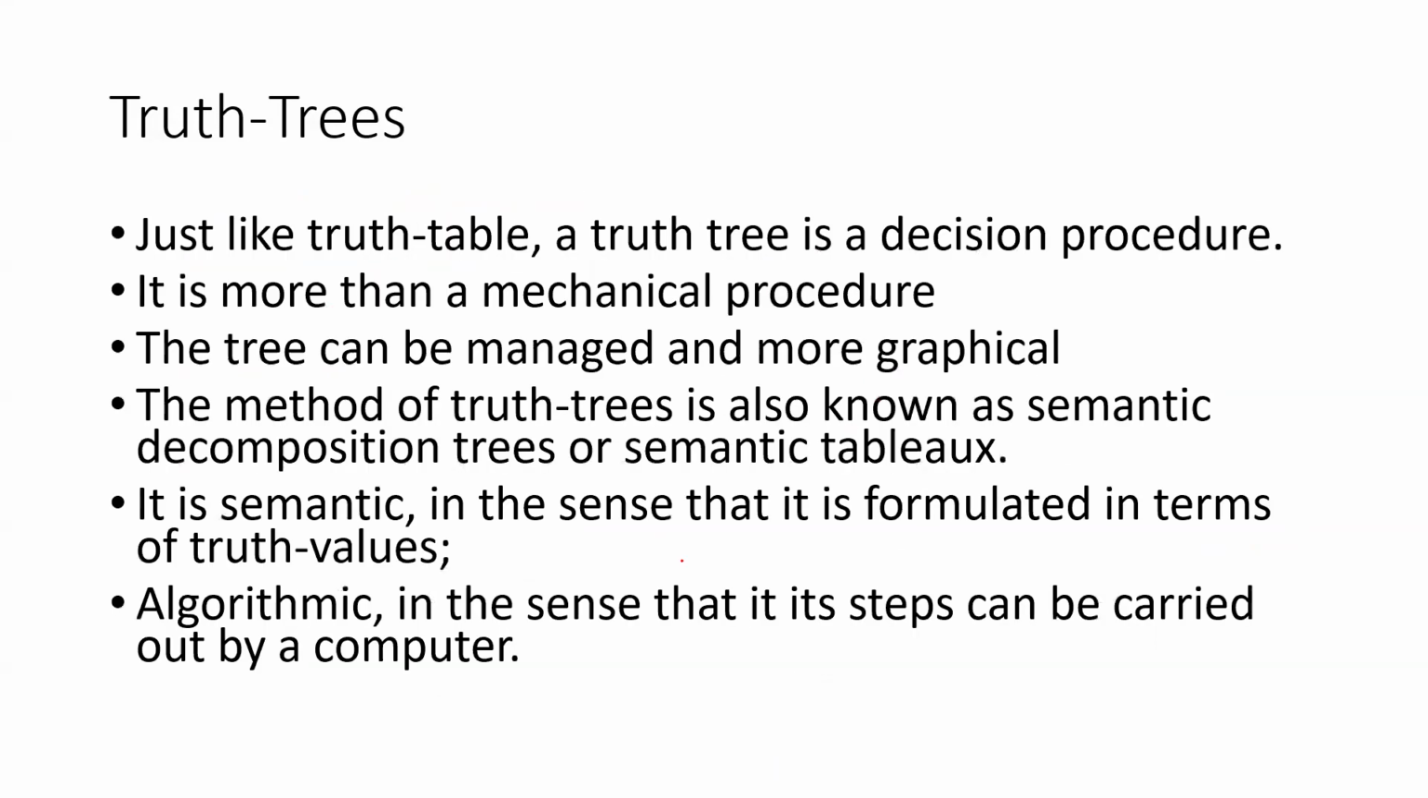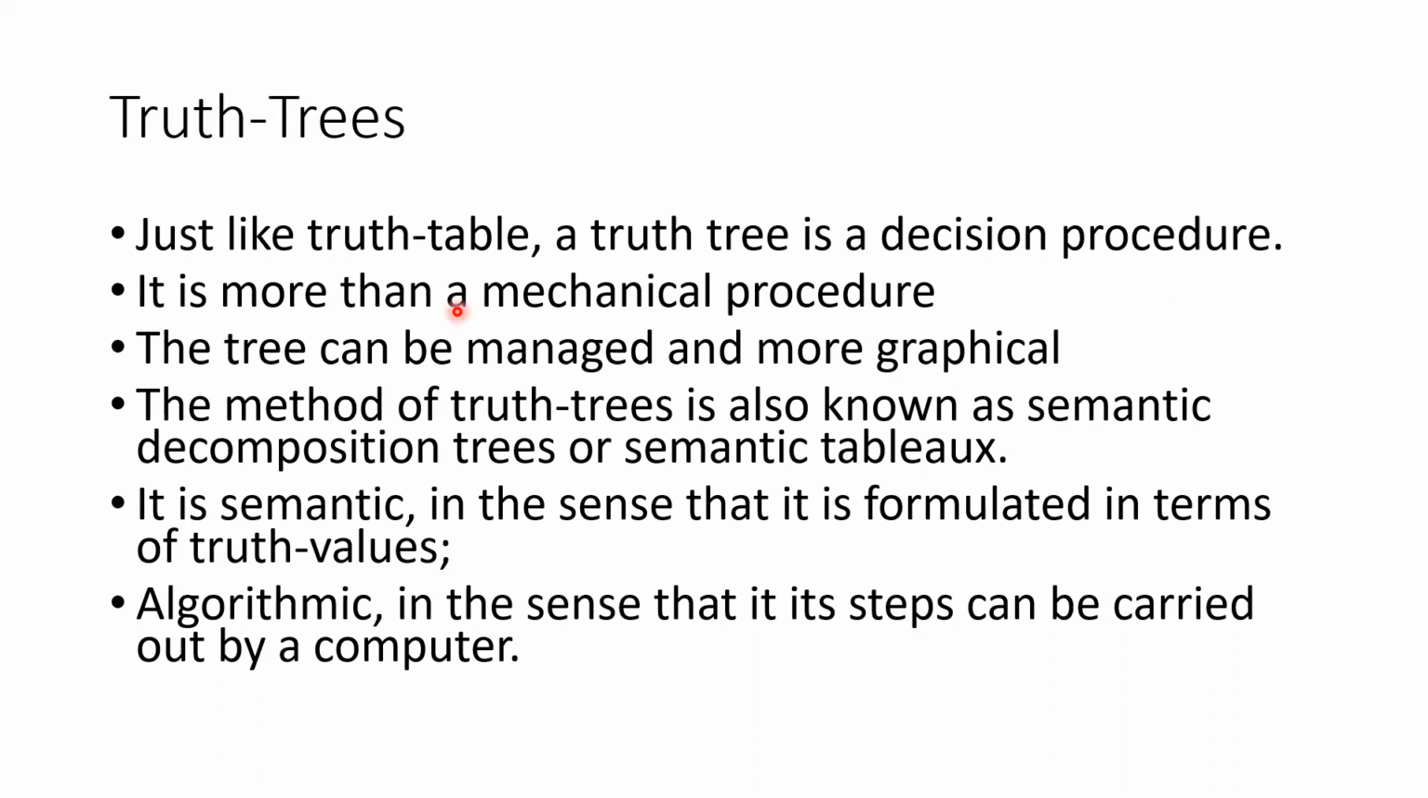Now I want to understand some theory behind the truth trees. Just like the truth table, a truth tree is a decision procedure. What is a decision procedure? Meaning that at every junction, you need to decide which path to take. At any junction, you need to decide which path to take.